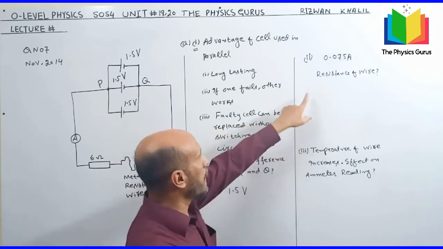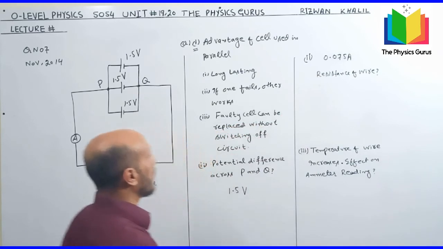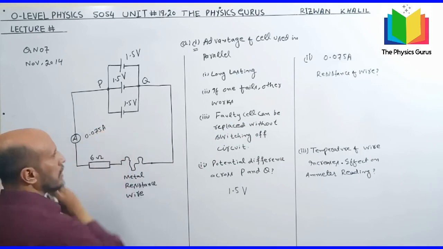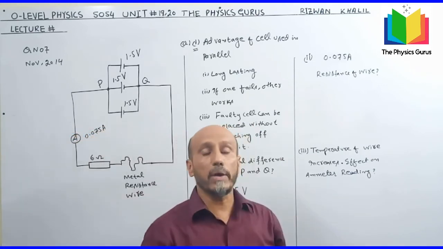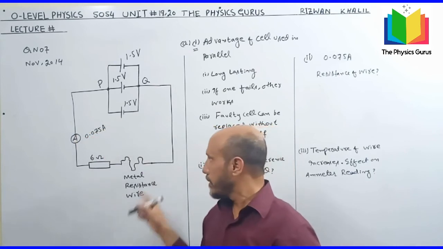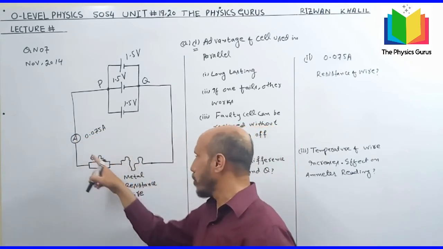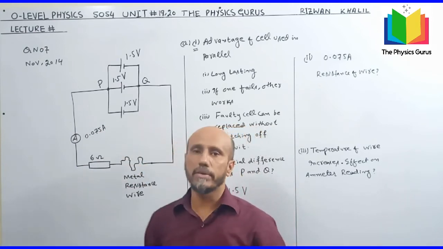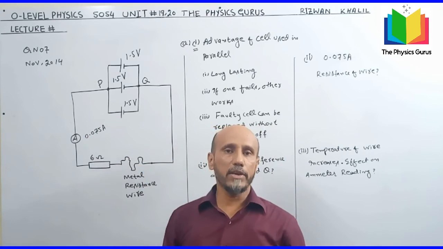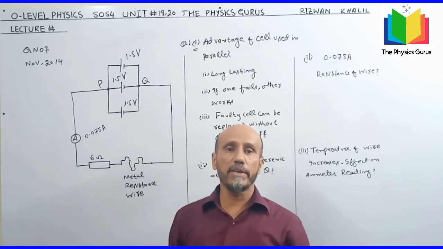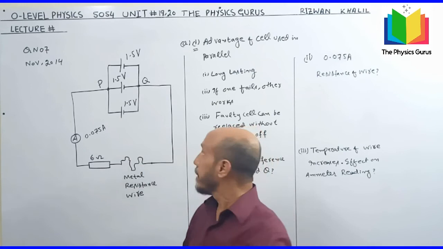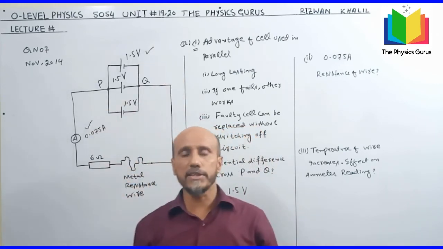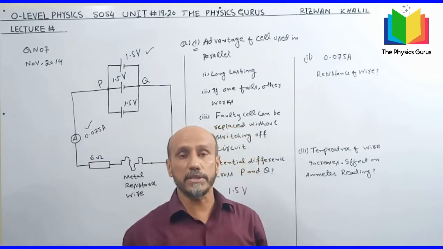Then the next part: the ammeter reading is given as 0.075 ampere, and it is being asked what is the value of the resistance of the wire, because here the value of the resistor was given as 6 ohm, but the value of the wire resistance was not given. So we have to find the value of the resistance of the wire. But first of all we have to find the total resistance. Why? Because total voltage is given and total current is given, so we can easily find the total resistance of the circuit.